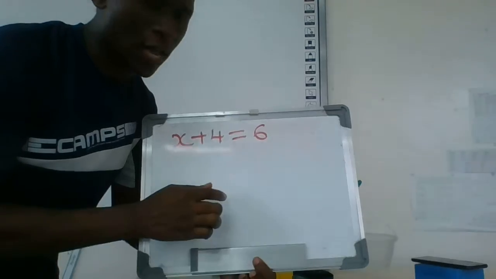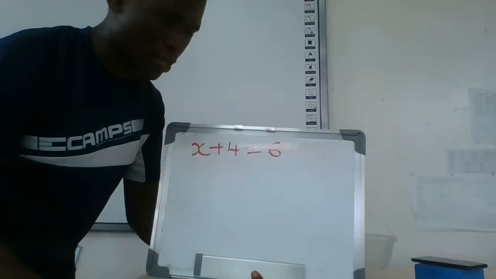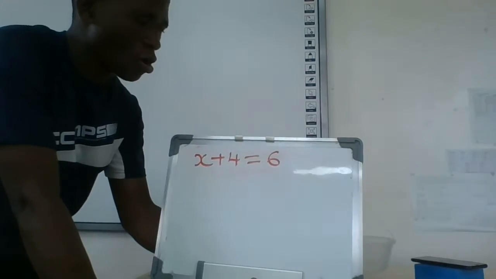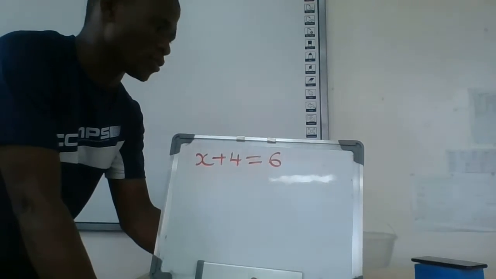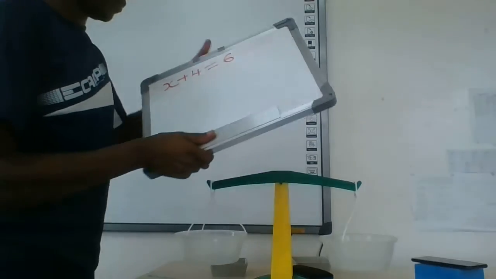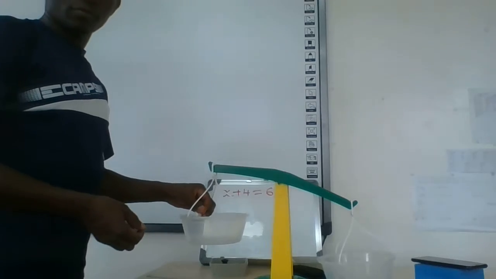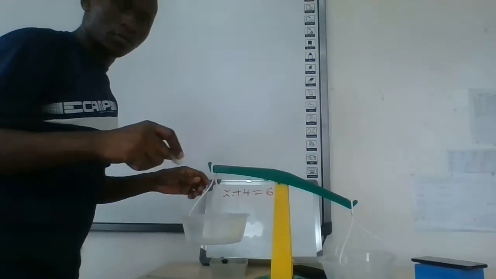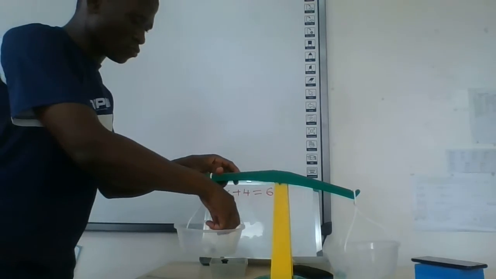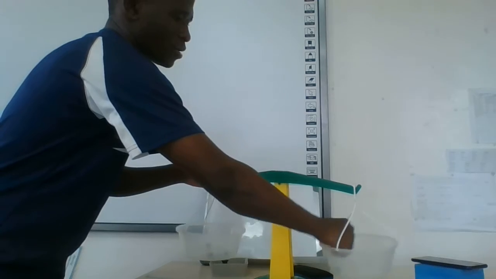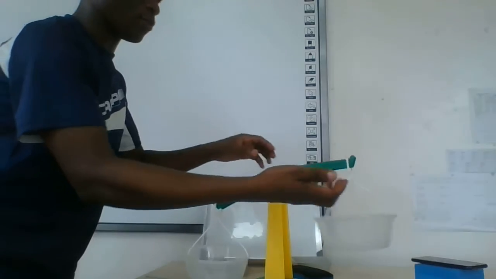The second example is x plus 4 is equal to 6. Then what will be the value of x? We can also do this practically using the bin balance method. So on this side I put an object plus 4. So I put 4 marbles, 1, 2, 3, 4. On this side I have 6 marbles.